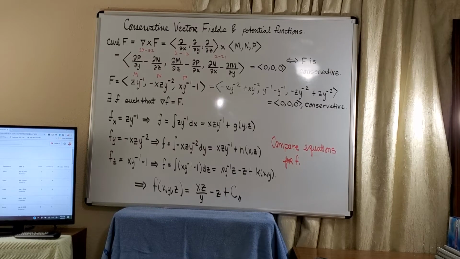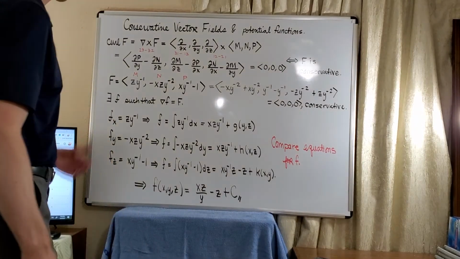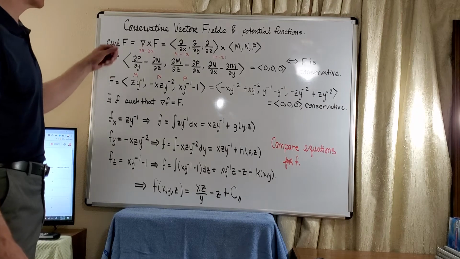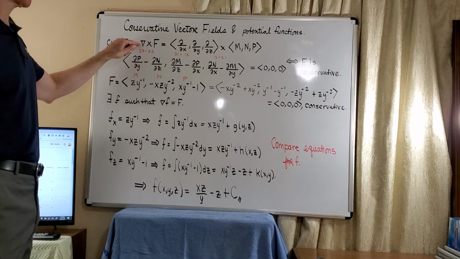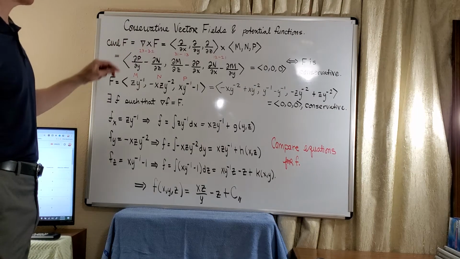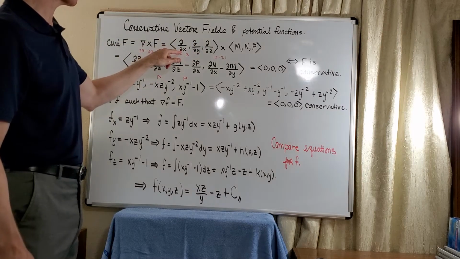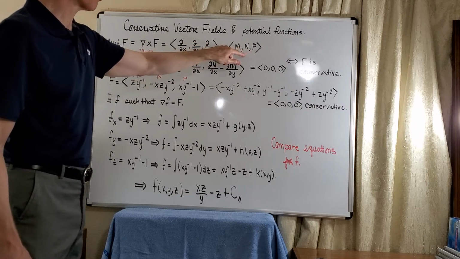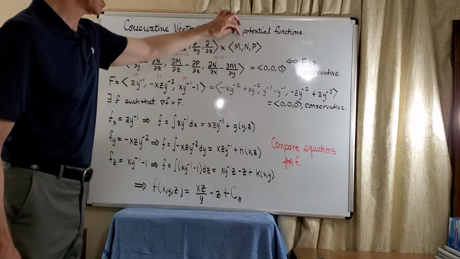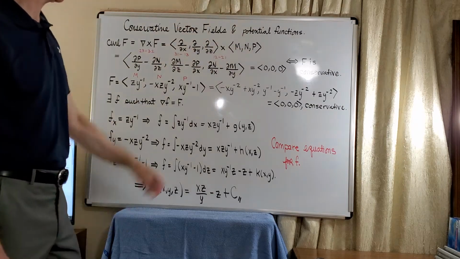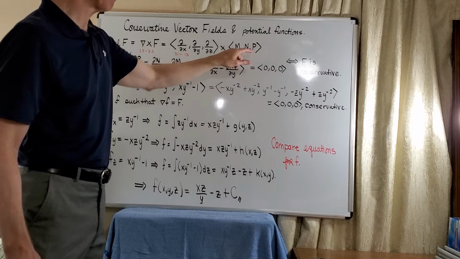Let's define the curl of a vector field. Just like divergence, the curl uses the nabla operator, and so we define curl to be nabla cross f. That is the vector of partial derivatives cross the coordinate vector function, which represents the vector field. So we have M, N, and P.